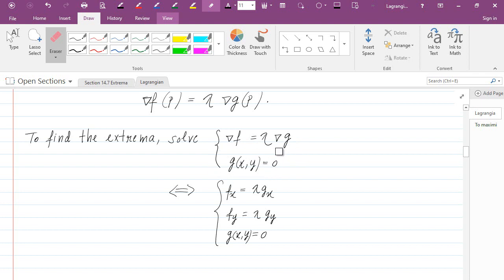Now the first equation here is equivalent to two equations, that is, the partial of f with respect to x is equal to lambda times the partial of g with respect to x, and the partial of f with respect to y is equal to lambda times the partial of g with respect to y. So the first two equations here are equivalent to the first equation in the first system. So to find the extrema, we basically have to solve this system of equations.